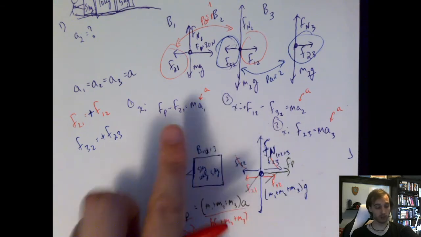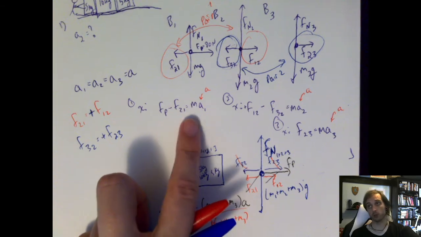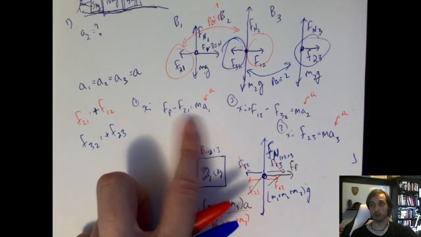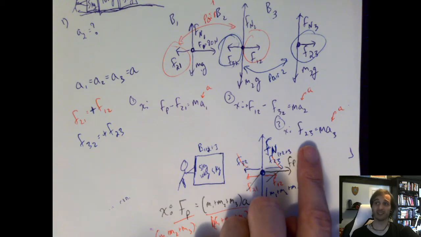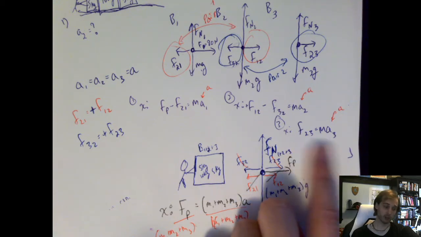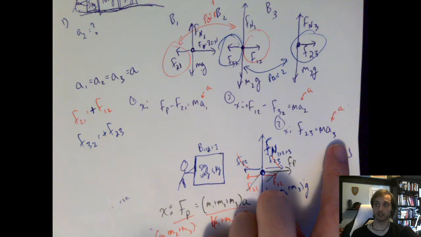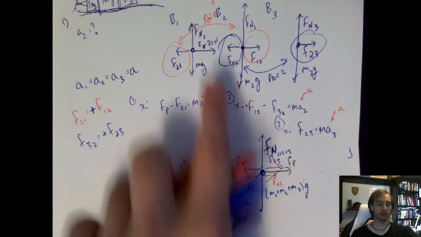If you were looking for F2.1, the only variable here is F2.1 once you know acceleration, so this would be a great one to use. If you're looking for F2.3 or F3.2, because they're the same as each other by Newton's third law, you can use this one because the only variable is the acceleration, and so if we plug it in, we're just good to go. And that would be the way you can figure out the internal forces.